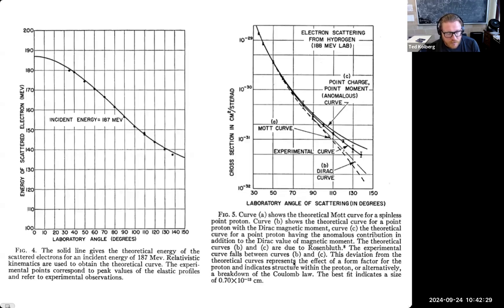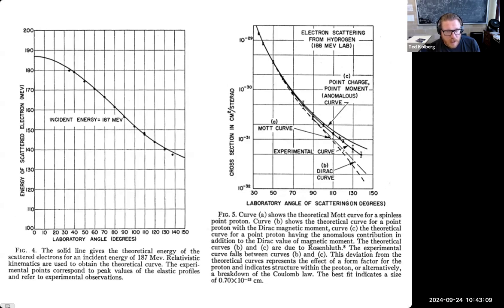They say this deviation from the theoretical curves represents the effect of a form factor for the proton and indicates structure within the proton, or alternatively, a breakdown of the Coulomb law. So this could also occur if for some reason the strength of the electromagnetic interaction at these small distances, distances of like 1 Fermi, were to be different than what the Coulomb law predicts. And then they also extract from here an estimate of the size of the proton, which is about 7 times 10 to the minus 14 centimeters.